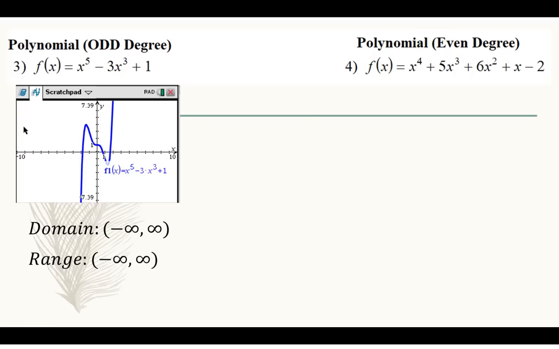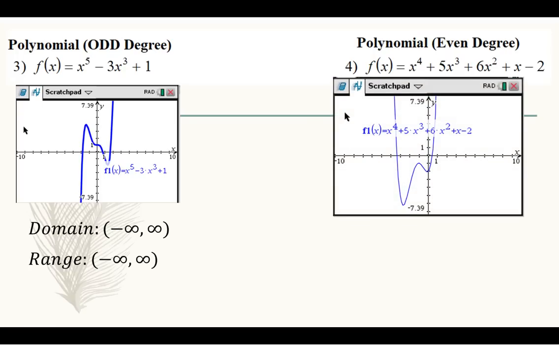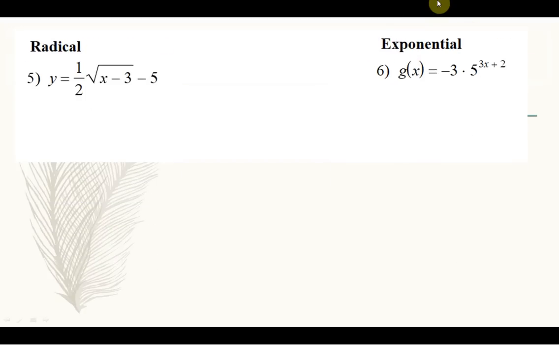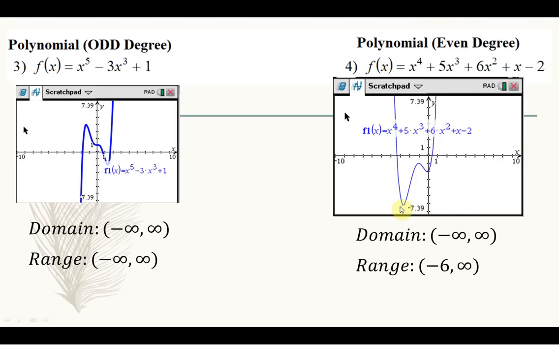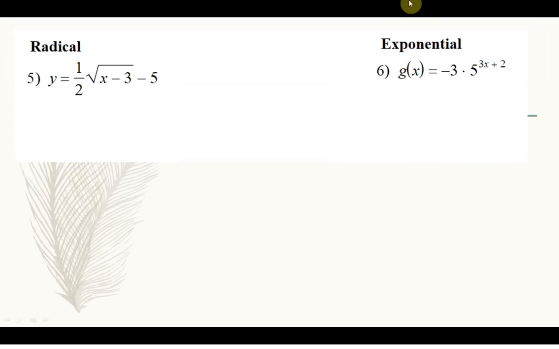Now, an even degree polynomial will work very similarly to a quadratic. You're going to have restrictions on your range because when you have an even degree, it's going to make things positive, so things are going to go up, up, up. So the range on that one, the lowest y value was -6, that value right there, and it goes all the way to positive infinity.